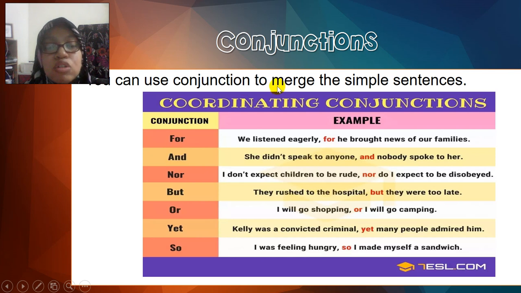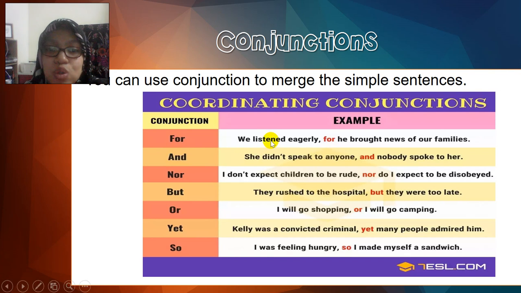Conjunction, you can use conjunction, sorry. Pelat teacher. You can use conjunction to merge the simple sentences. Awak boleh guna conjunction, kata hubung, untuk awak gabungkan 2 ataupun 3 ayat simple, ayat mudah.